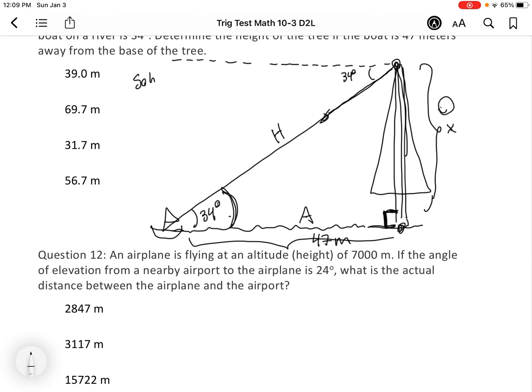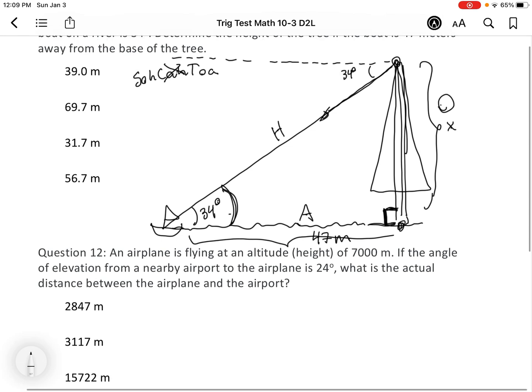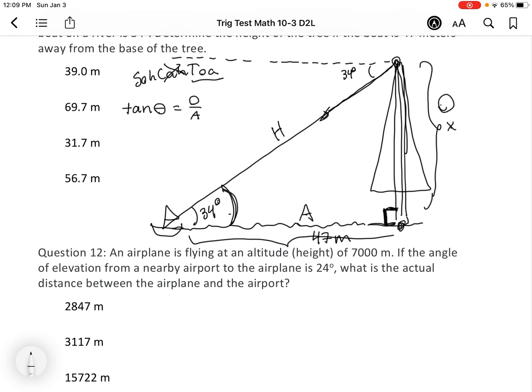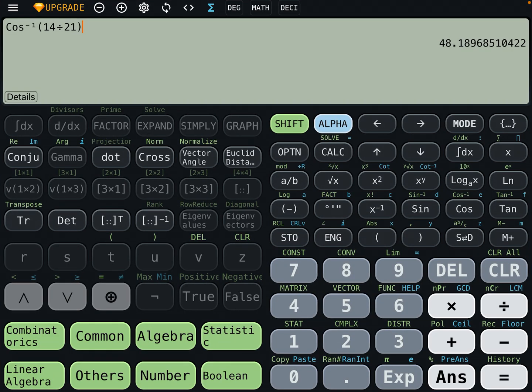So if I'm looking at SOHCAHTOA and picking a trig ratio, well, let's see. I want my opposite, so I've got to use either sine or tan. Can't use cosine. And the other one that I have is my adjacent. So I've got to use opposite and adjacent. That's tangent. Okay, so if I write out the tangent ratio, tan theta equals opposite over adjacent, fill in what I know. Tan of 34 degrees equals x, because I don't know the opposite, over 47. Okay, well, remember, tan of 34 degrees is in our calculator.